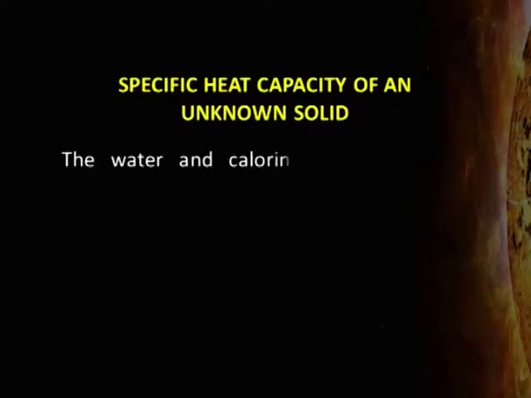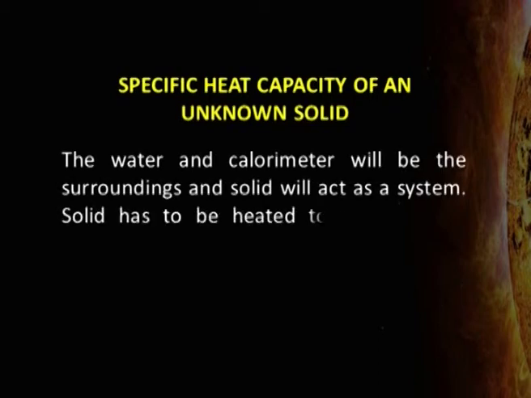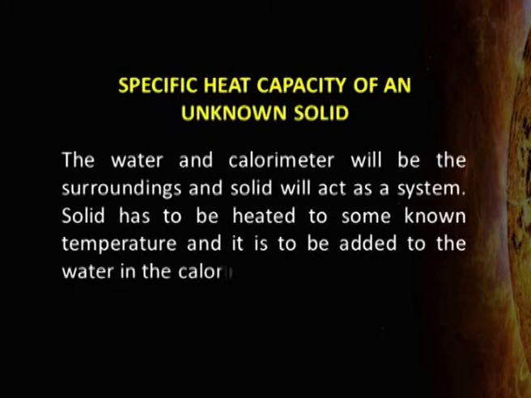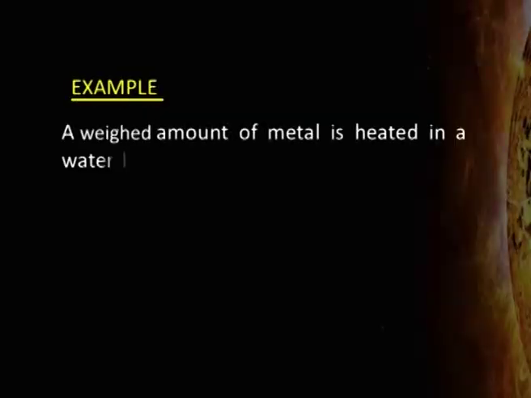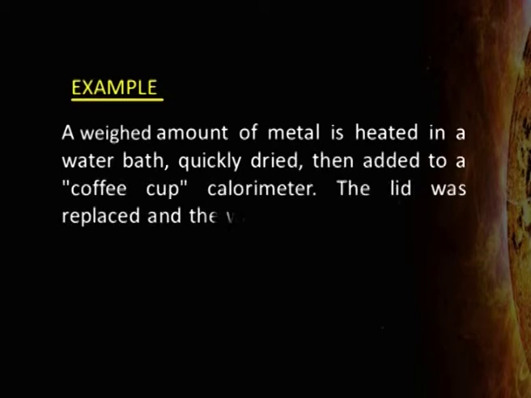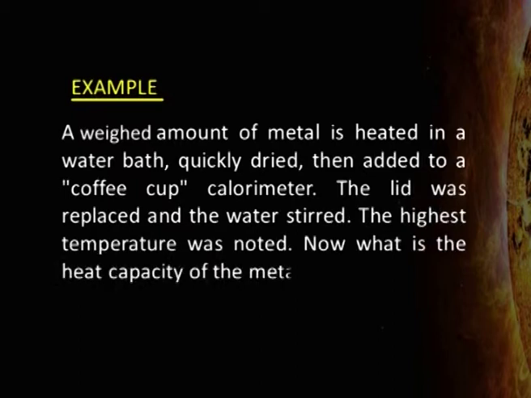Now, if we use this calorimeter, we can find the heat capacity of an unknown solid. Here, the water and calorimeter will be the surroundings and the solid will act as the system. The solid has to be heated to some known temperature and it is to be added to the water in the calorimeter. Let us have an example here. A weighed amount of metal is heated in a water bath, quickly dried, then added to a coffee cup calorimeter. The lid was replaced and the water stirred. The highest temperature was noted. Now, what is the heat capacity of the metal?